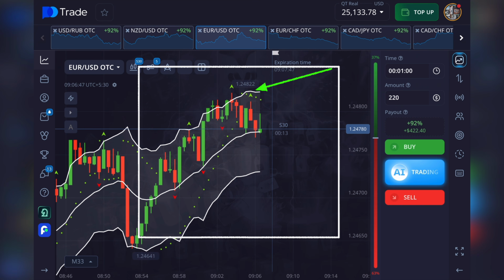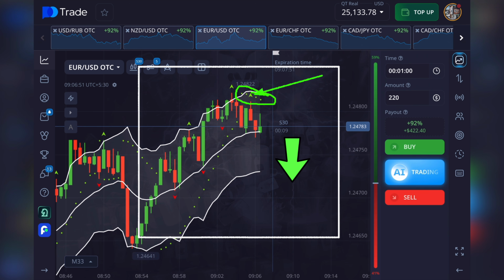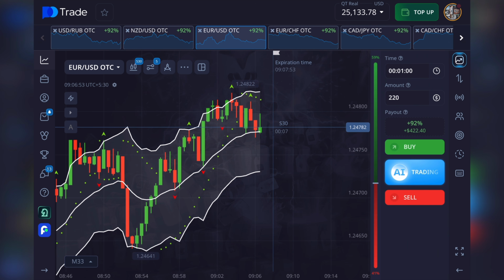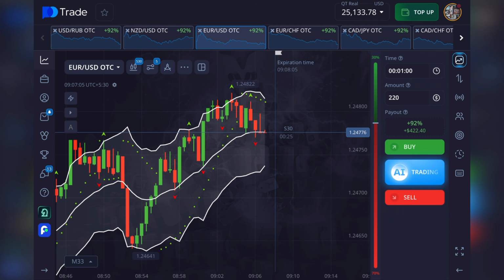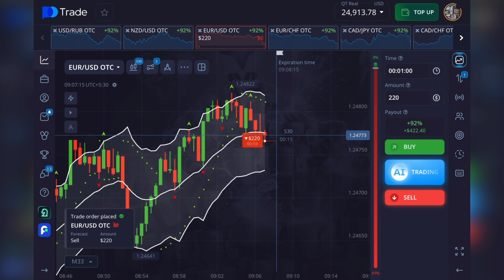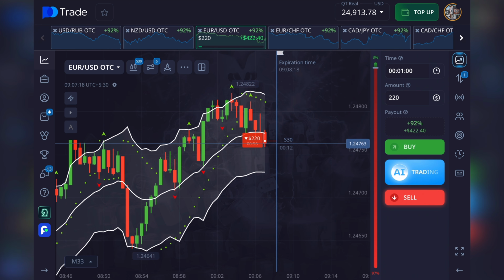Here, the fractal indicator and parabolic SAR are both showing bearish indications, but I want to wait for one more confirmation. If price breaks below the middle line of the Keltner channel, I'll consider taking a downward position. After price broke below the middle line, I placed one downward entry here. This will be my final setup for today, and regardless of the outcome, I'll close the session after this.